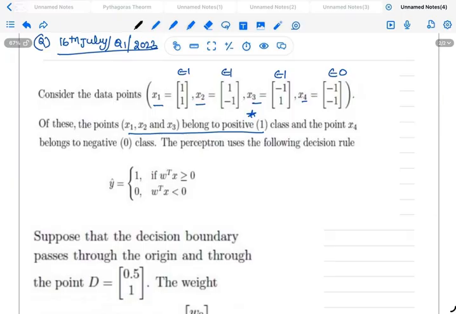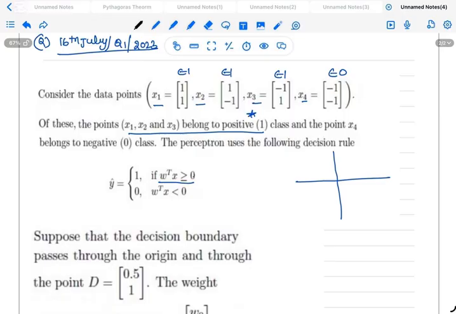The perceptron uses the following decision rule. y hat, the predicted output, equals 1 when w transpose x is greater than or equal to 0, and y hat, the predicted output, is 0, that is class 0, when w transpose x is less than 0. So first we draw the points. There are 4 points given.